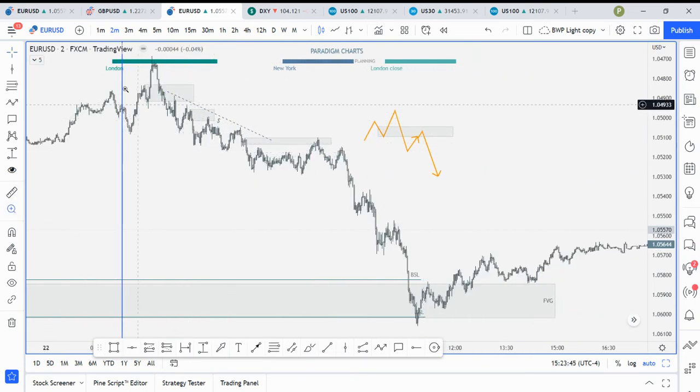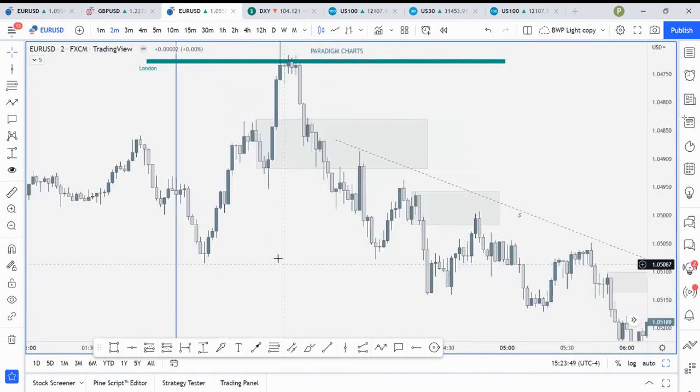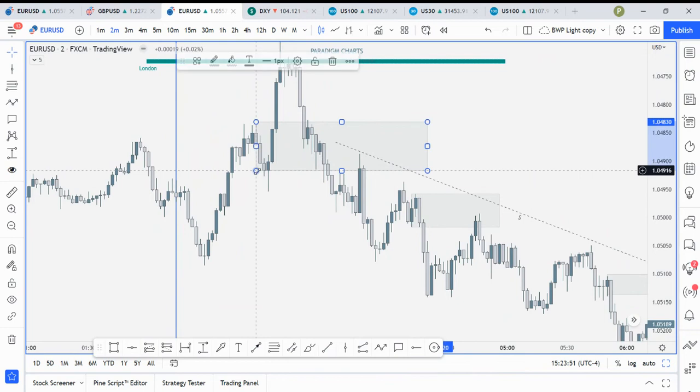I think I was trying to show some examples here. Yeah, so the whole of this price leg, from this swing high to this swing low, is your breaker. But like I said, for bearish breakers like this, I like to refine mine to the bullish candles.